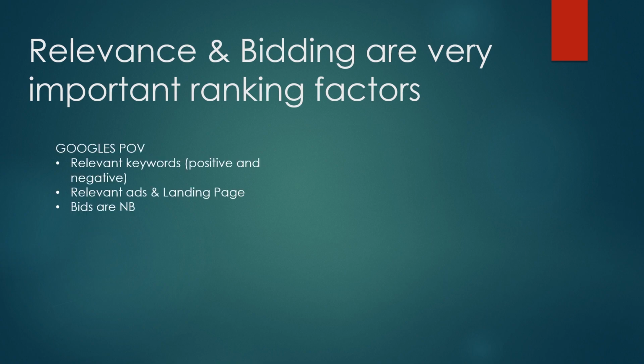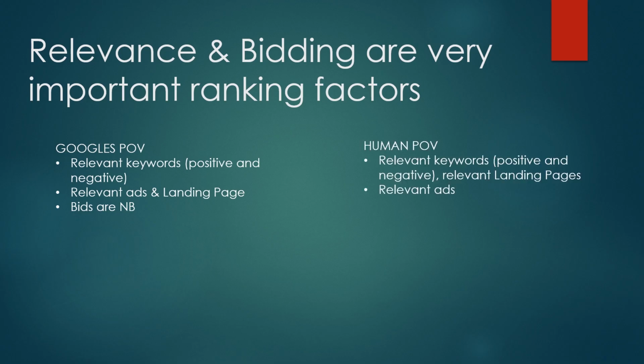From a Google point of view, you need relevant keywords, both positive and negative. You need relevant ads and landing pages. Bids are also important. From a human point of view, you need relevant keywords, both positive and negative. Relevant landing pages are also important, as are relevant ads. And as you can see, there is a common word, relevance, which is very important.